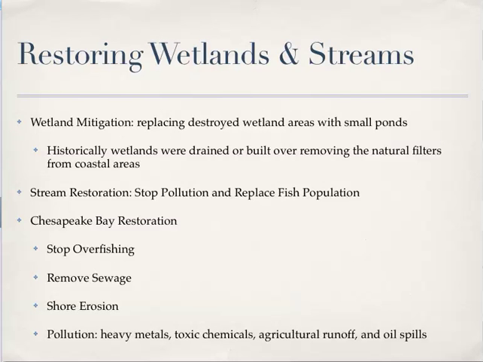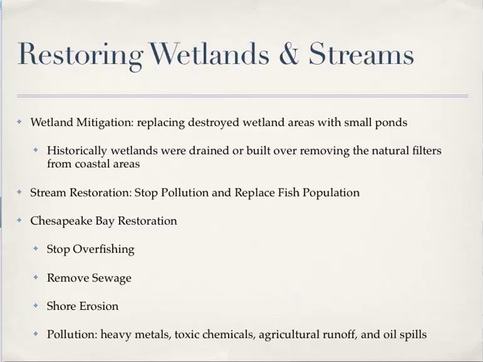Restoring wetlands and streams. Wetland mitigation is replacing a destroyed wetland area with a new ecosystem. Sometimes it's impossible to rebuild the wetland, so we have to replace it with a small pond. Historically, wetlands have been drained and built over because they were thought of to carry disease and insects. What people didn't realize was that wetlands are a natural filter to our coastal areas. Stream restoration takes part by stopping pollution and repopulating the fish in the stream.